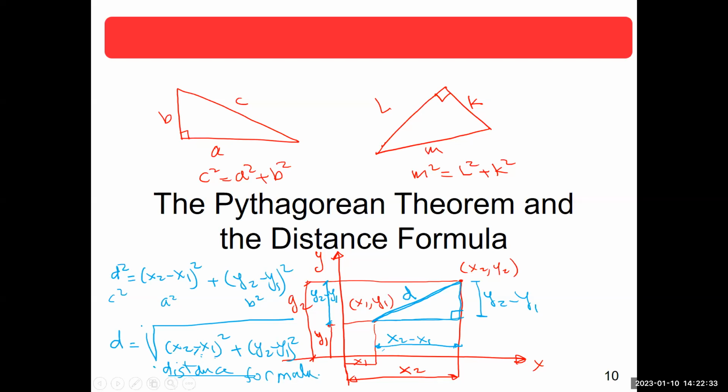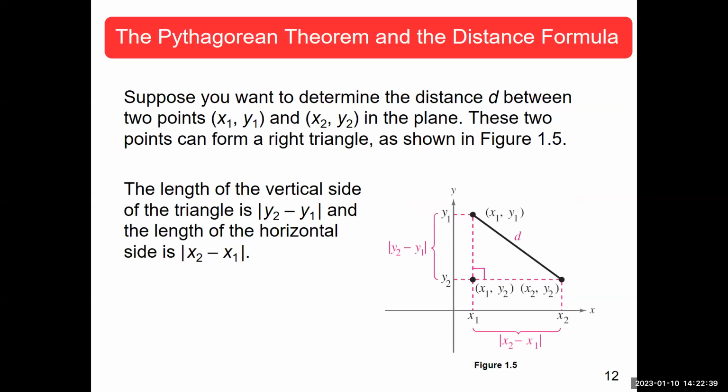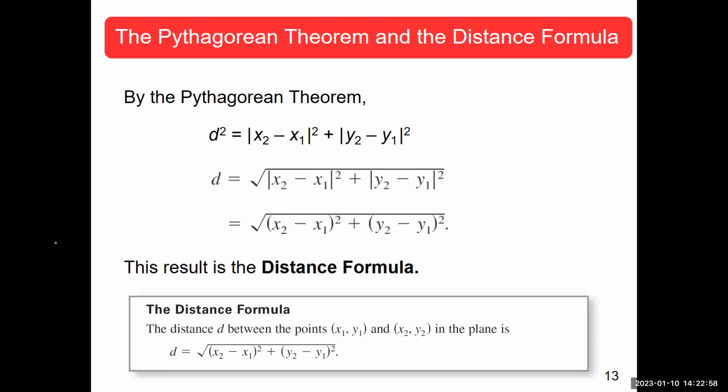All right. And here's the book; they use it a little bit differently. You can see this is the distance x2 minus x1, y2 minus y1, and this is the D, and they use the Pythagorean theorem to find the distance. Here it is. This is the final distance formula.